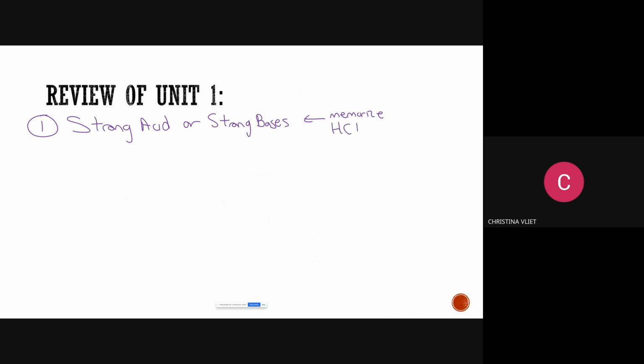HCl, HNO3, and by name. You have to know them both by formula and by name, because it could be provided either way. And sulfuric. Those are your strong acids.